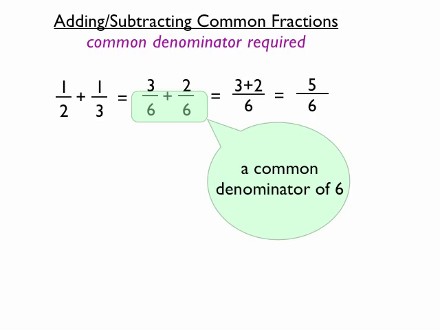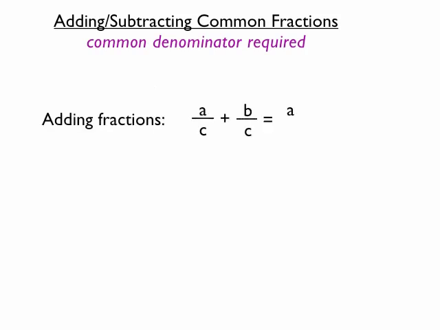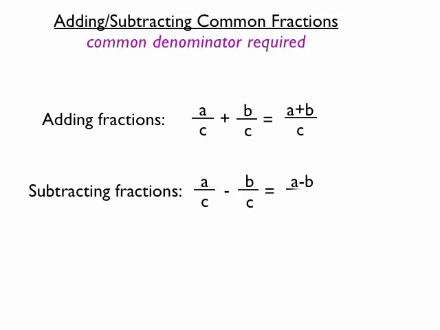To summarize, we need a common denominator before we can add or subtract. We can then simply add or subtract the numerators. That is, a over c plus b over c is equal to a plus b over c. And a over c minus b over c is equal to a minus b over c.